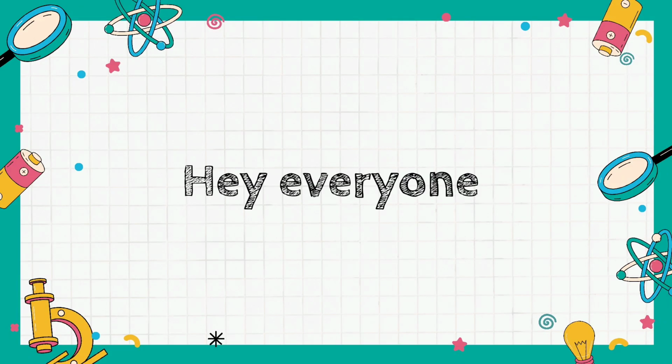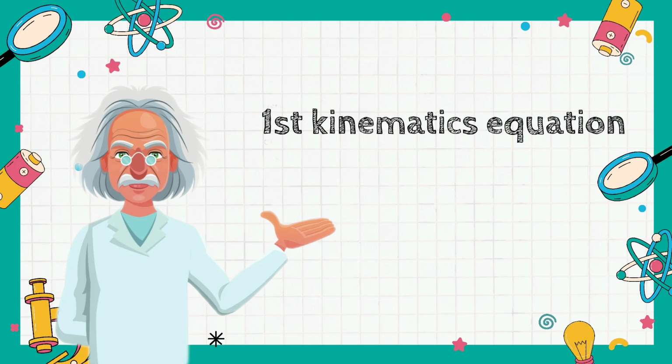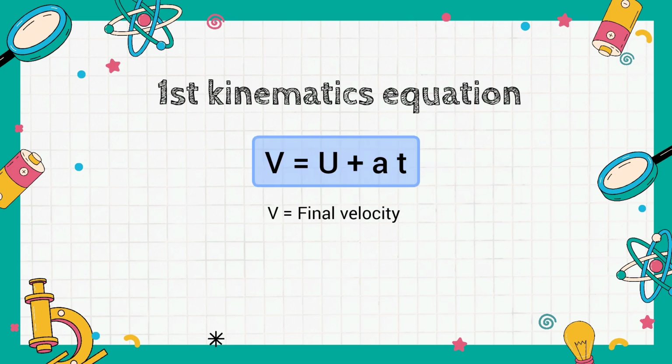Hey everyone! In this video we will be looking at the first kinematics equation, v is equal to u plus at. In this equation, v is the final velocity, u is the initial velocity, a is the uniform acceleration, and t is the time interval in which the acceleration acts on the object.